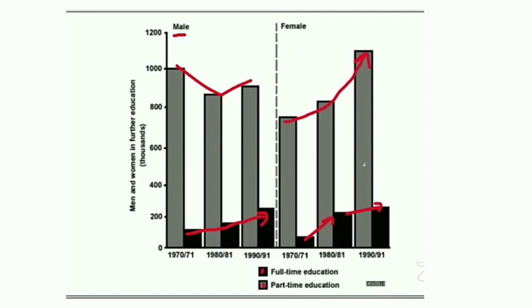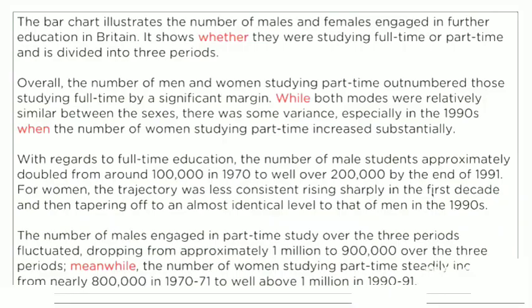Now, coming to the introduction, our statement is: the chart below shows the number of men and women in further education in Britain in 3 periods and whether they were studying full time or part time. So we can form an introduction like: the bar chart illustrates the number of males and females engaged in further education in Britain. It shows whether they were studying full time or part time and is divided into 3 periods.